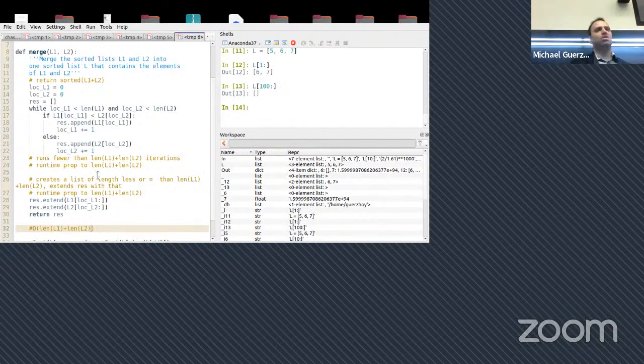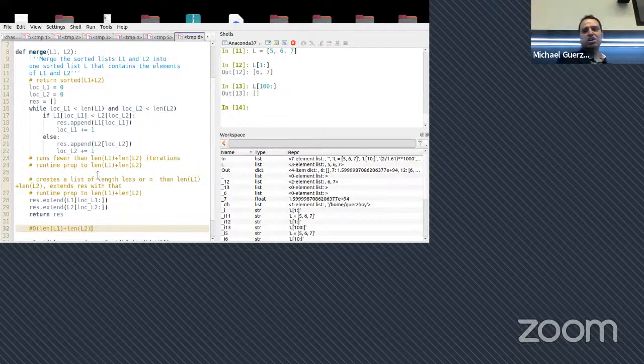And that makes sense. What are we doing here? We're going through L1 and L2 together, and we're creating a list that's of length L1 plus length L2. We're going element by element, so the runtime is going to be proportional to the total number of elements. That's all we're saying here.